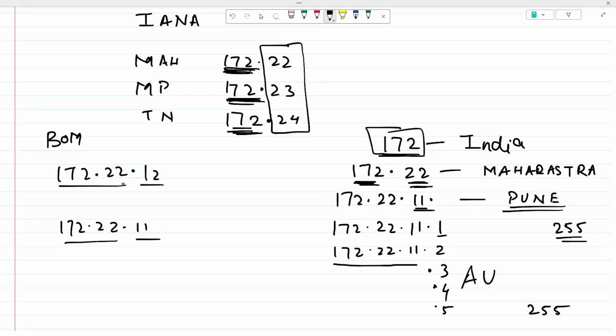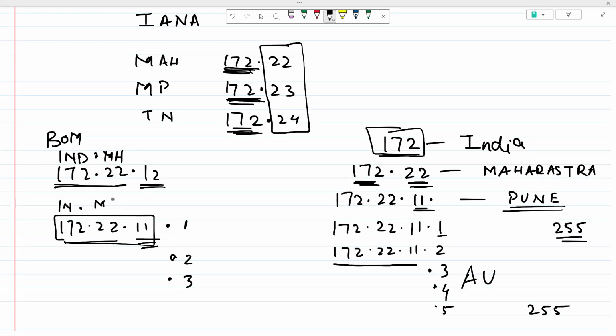For Bombay, it is 12. For Pune, it is 11. However, the first 2 octets remain the same because they belong to India and each city belongs to Maharashtra. Now, in the fourth octet, for different users, let's say we have 1, 2, 3, etc. For them, the first 3 octets remain the same because they belong to India, Maharashtra, and the city of Pune. So you are different users, however your first 3 octets remain the same.